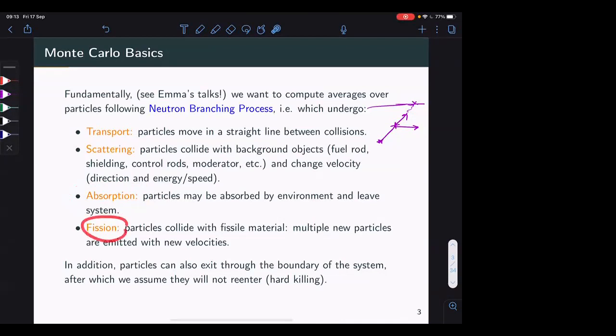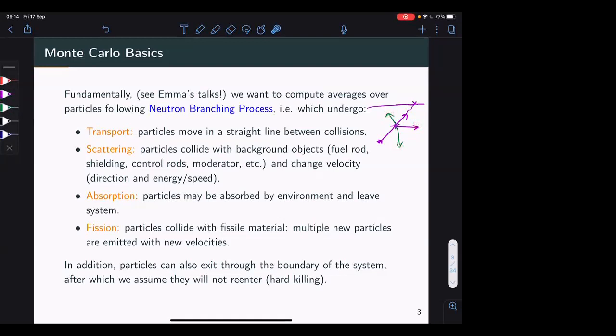And then the other possibility is fission. It may again collide with a fissile material, so uranium typically. When it collides, it splits the uranium into a bunch of different stuff. But the most important thing for us is that you will end up with new neutrons coming out, which, this is the whole point of the fission reaction, sustains the reaction, because now instead of one particle, you've got these three particles all going on.